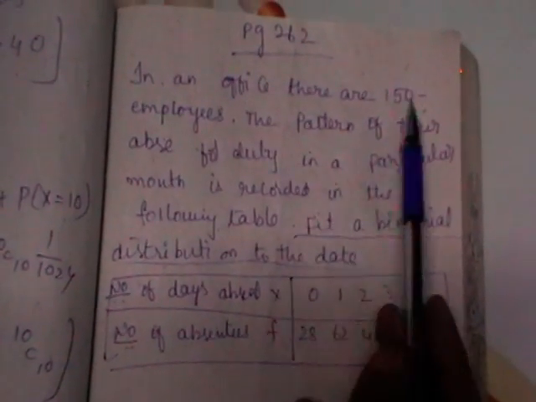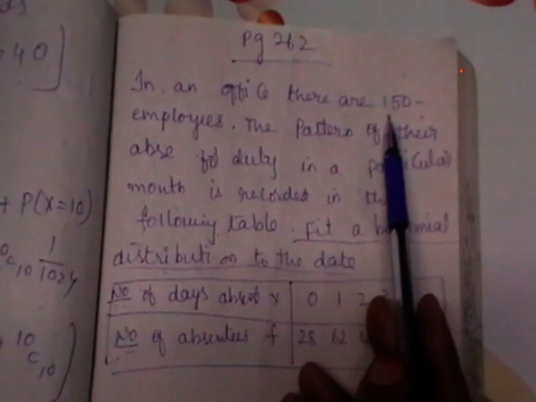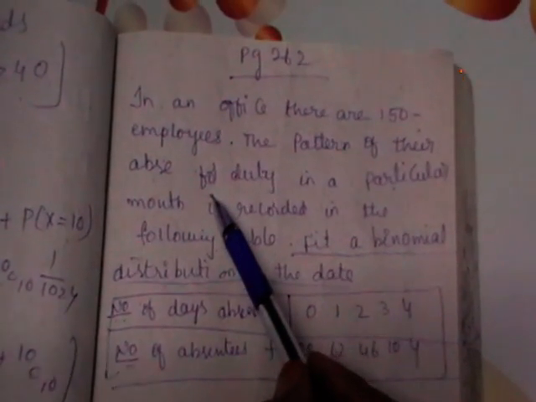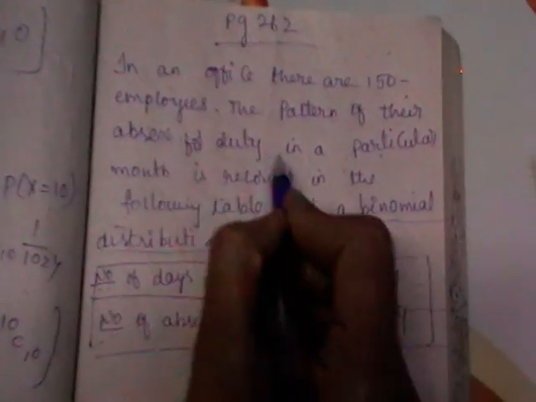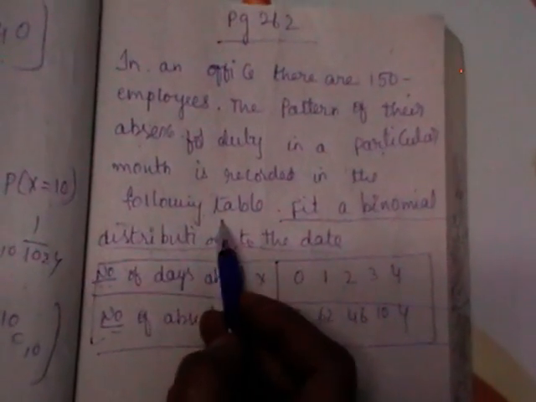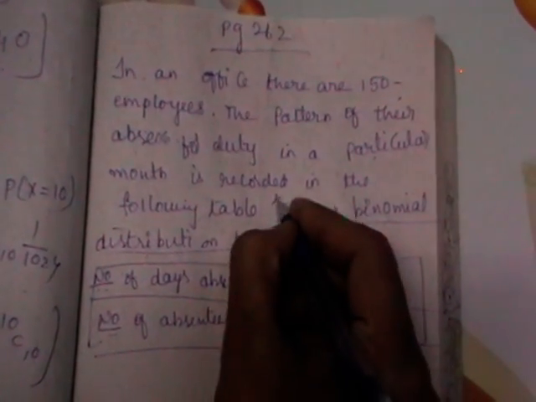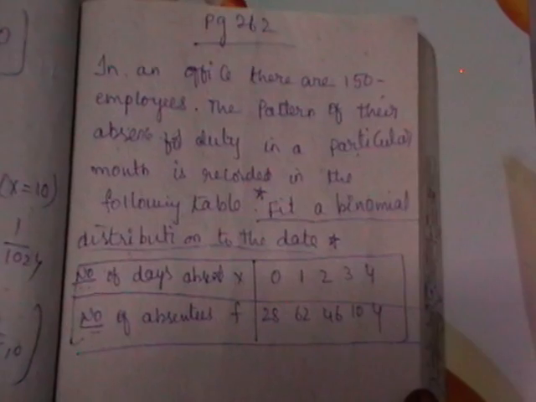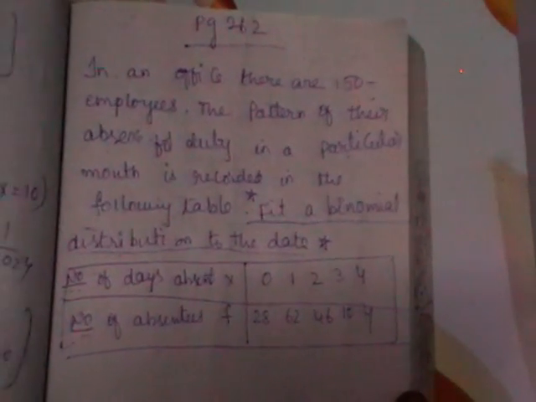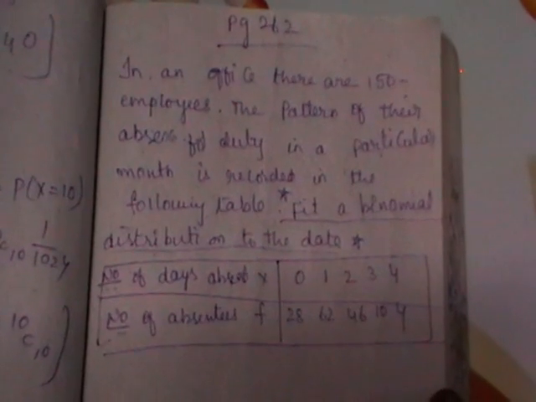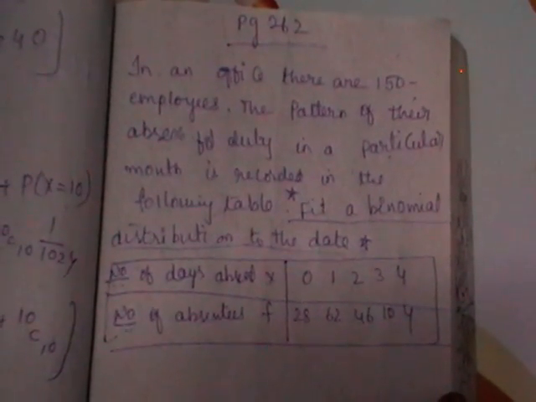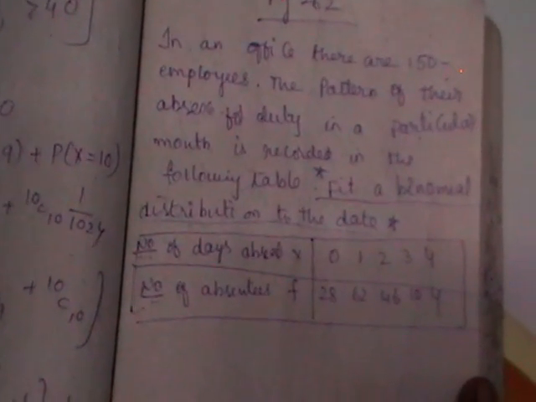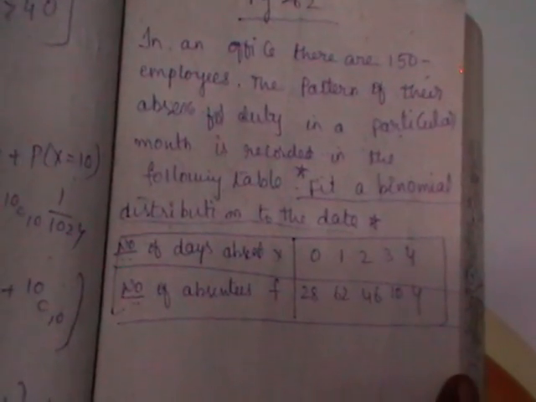In an office, there are 150 employees. So here the total employees are 150, and the pattern of their absence from duty in a particular month is recorded in the following table. Fit a binomial. So no need to get confused here. Fit a binomial distribution means you need to make use of the PMF, the probability function for the binomial distribution. We are going to use the same PMF as before, but in the previous one we were just calculating probabilities. Here you are going to fit the distribution.